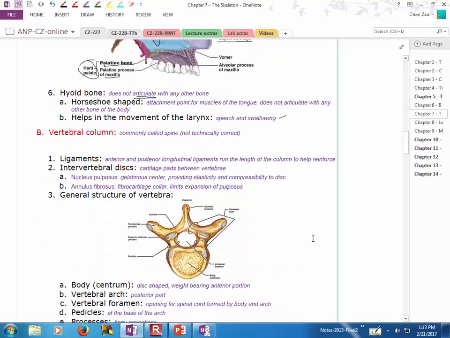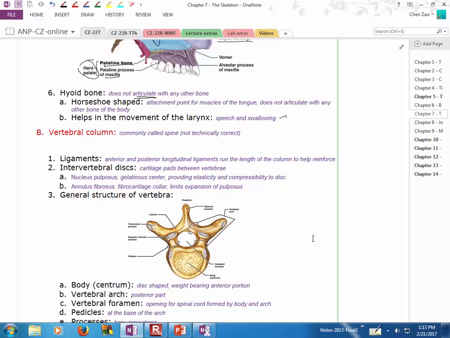We're now going to take a look at the vertebral column, and a lot of people call it the spine, and we're not going to do that in an anatomy course because a spine is a sharp projection or process. So if you say spine, say spinal column, and that would be a better way to use that word whenever you're trying to describe the vertebral column.